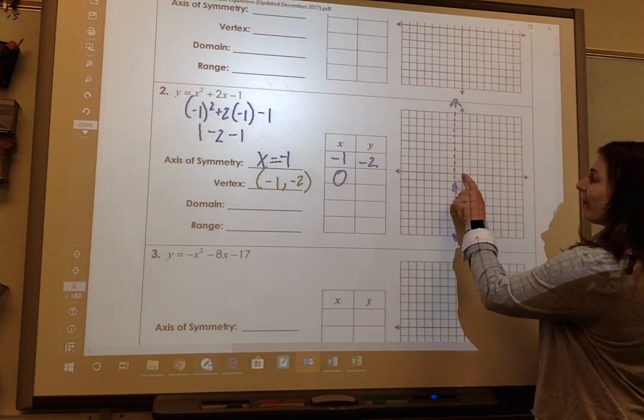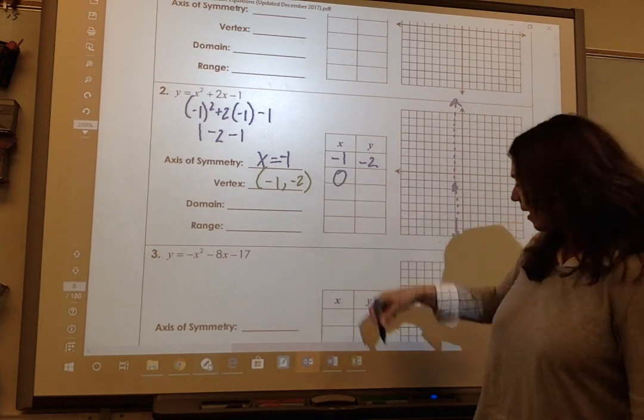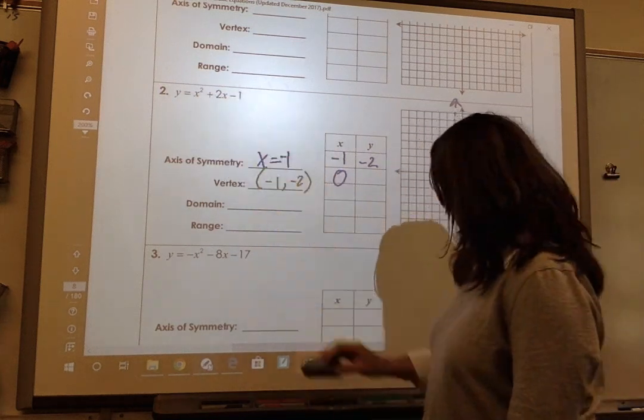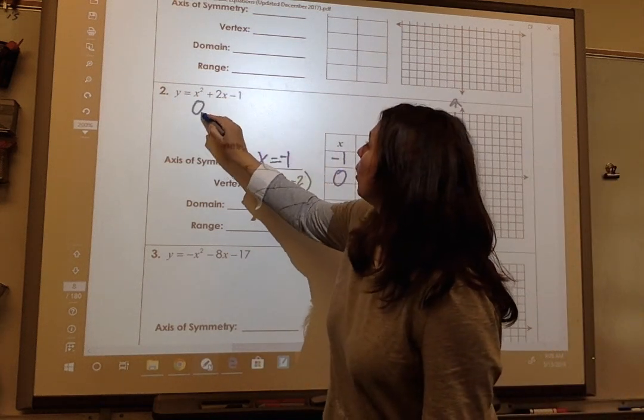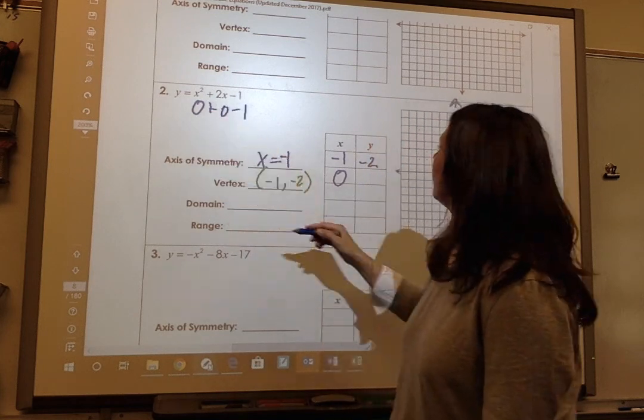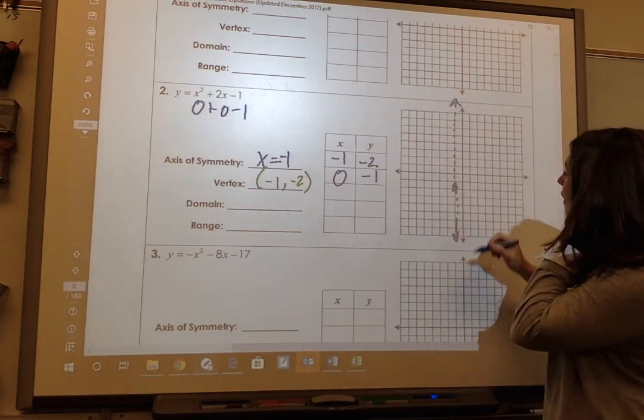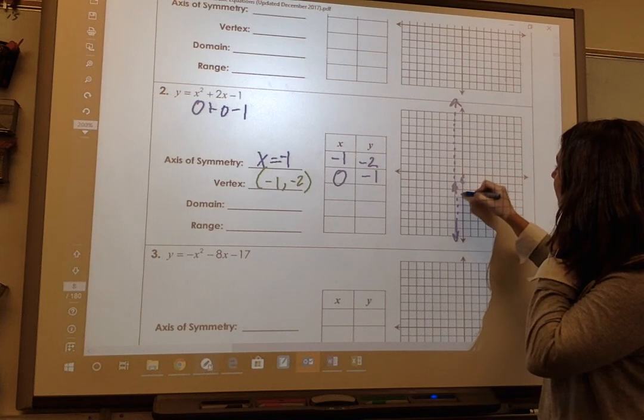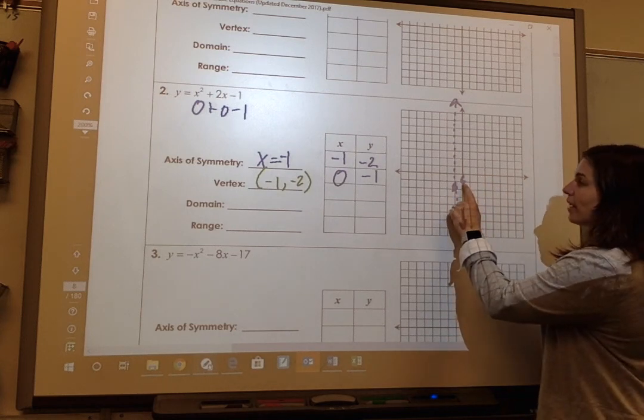Because here's 0 right here. So what happens when x is 0? Well, I plug it in. When x is 0, plus 0 minus 1, my y value is going to be negative 1. So 0, negative 1. So when x is 0, y is negative 1.